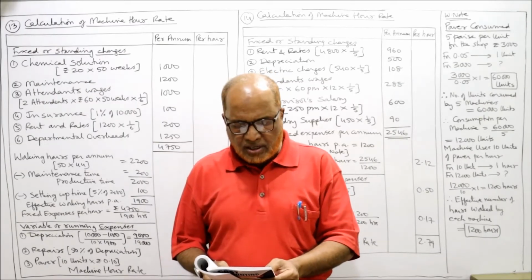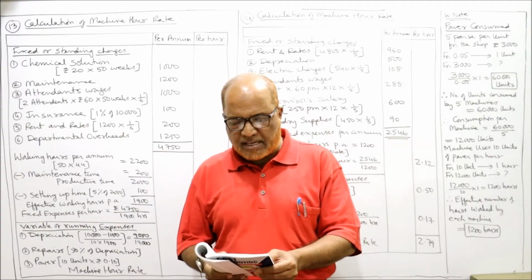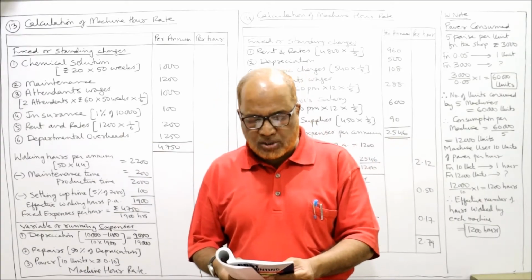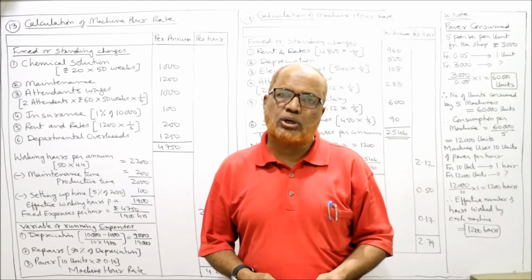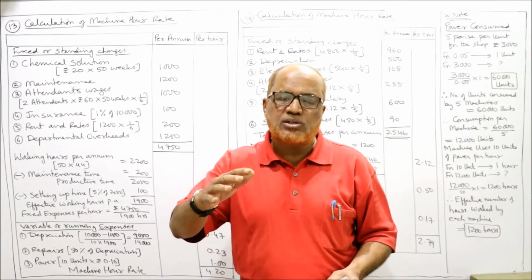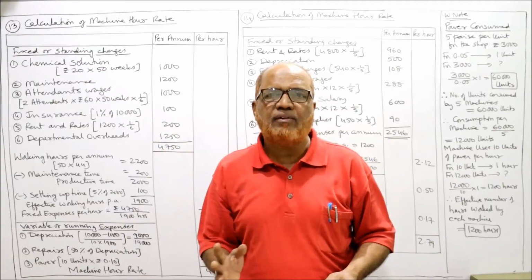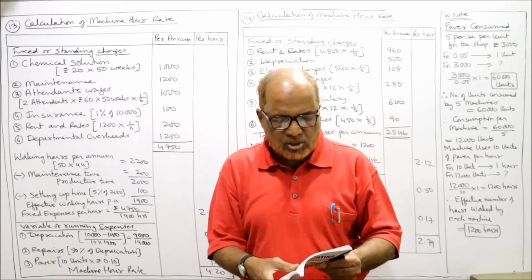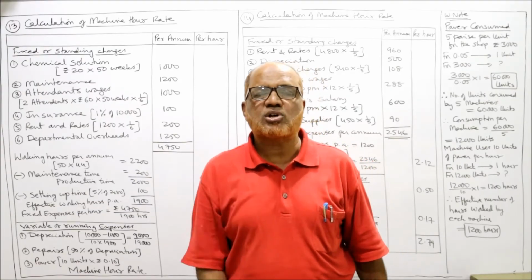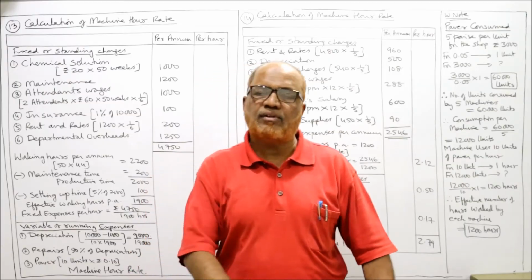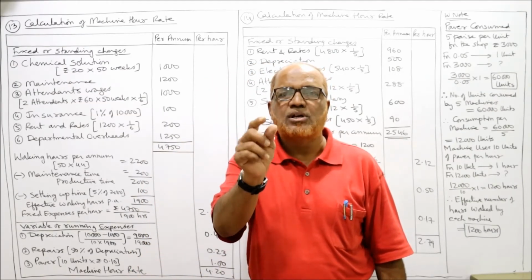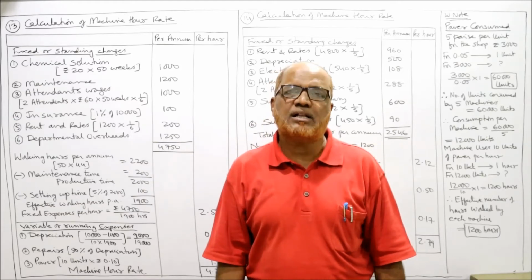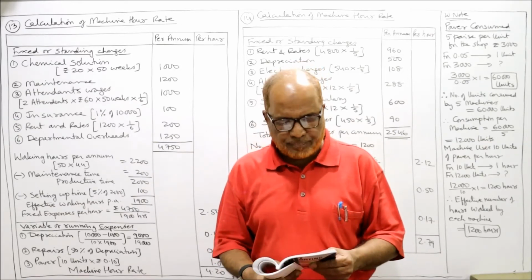Then the machine requires a chemical solution that is replaced at the end of each week at a cost of 20 rupees. This chemical solution has to be replaced every week. The cost of the solution is 20 rupees. So a year consists of how many weeks here? 50 weeks are given in the problem. So for 50 weeks, each week 20 rupees. So 50 into 20 is the chemical charges per annum.